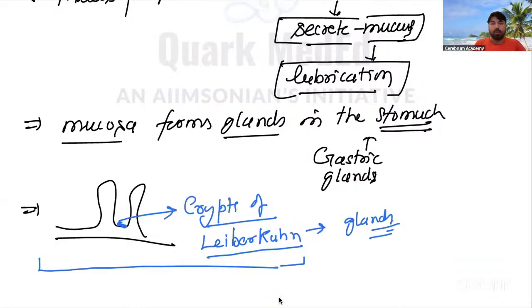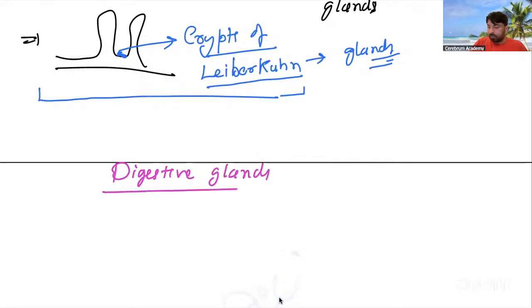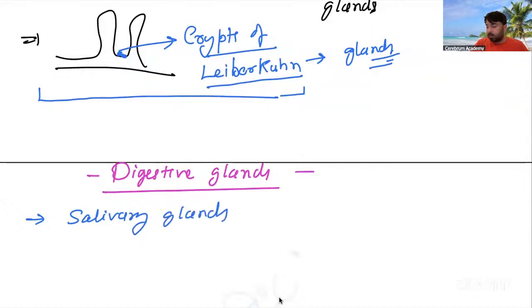Now we will discuss digestive glands. Digestive glands: salivary glands, liver, and pancreas. These are a kind of digestive gland.